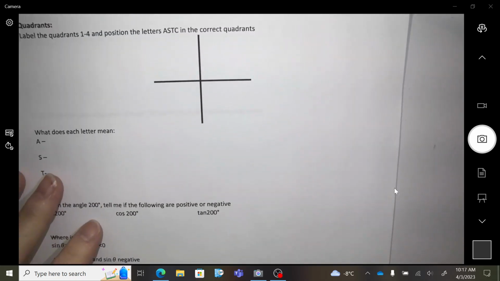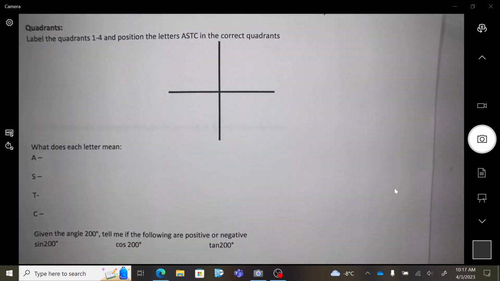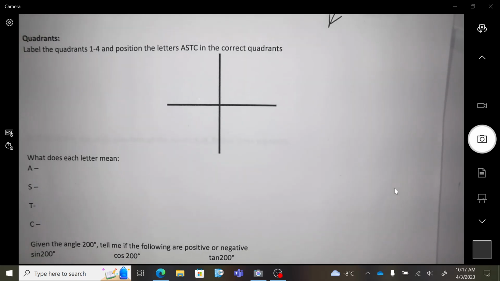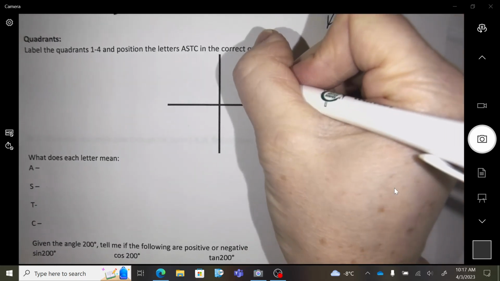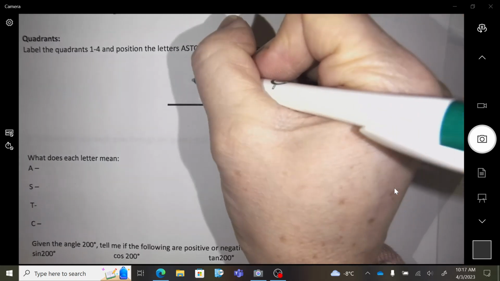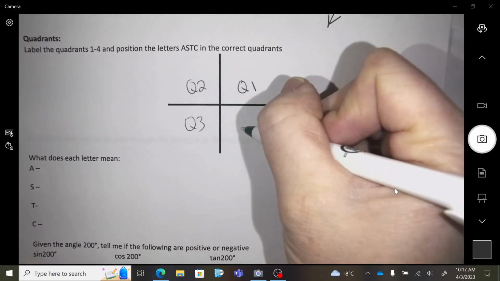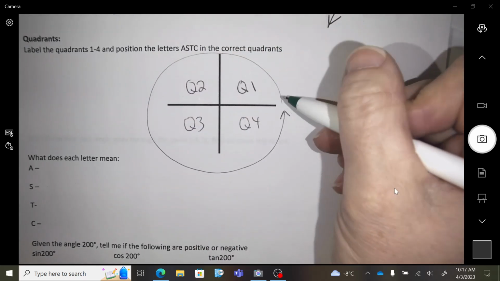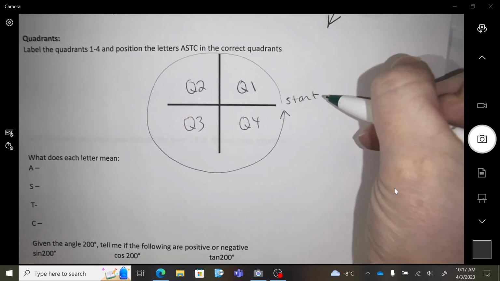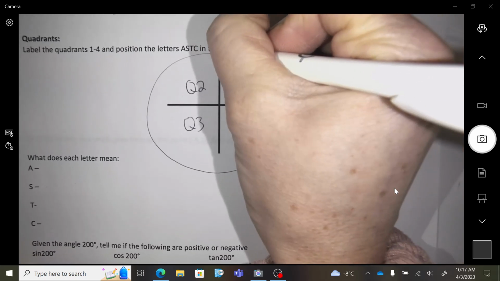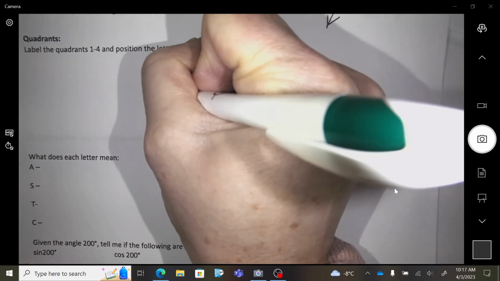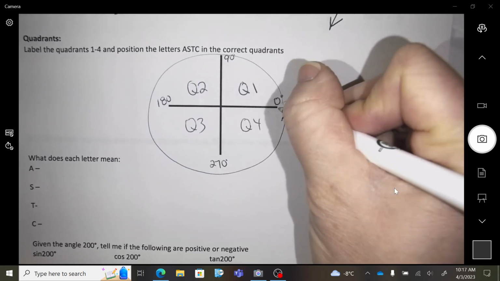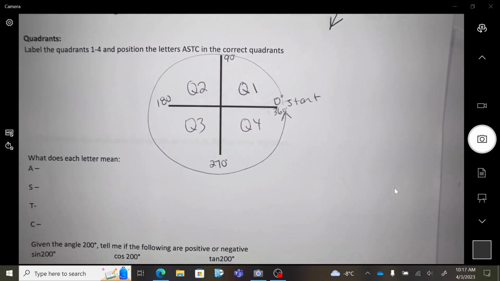Okay, when we talk about trig, you're going to need to know that there's 4 quadrants. So in graphing, this is quadrant 1, quadrant 2, quadrant 3, quadrant 4. And you know that this is where we start, right? 0, 90, 180, 270, 360. So it follows that pattern. The quadrants follow that rotation of the start and swiveling around.